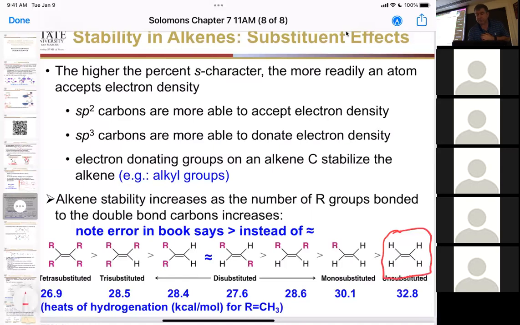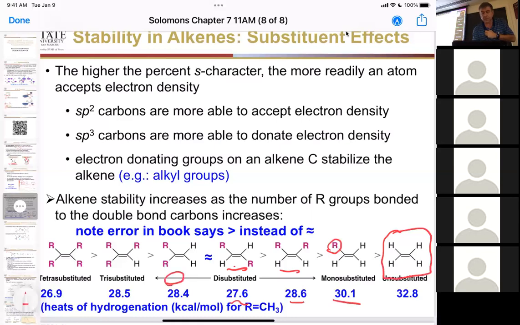Now, by just adding one group, it gets more stable by almost 2 kcals per mole. By adding 2 groups cis or 2 groups trans, we're able to see that they have different stabilities. The trans is more stable than the cis. So we actually measured it. It's not just saying they're butting up against each other. We actually measured it to show it's more stable.